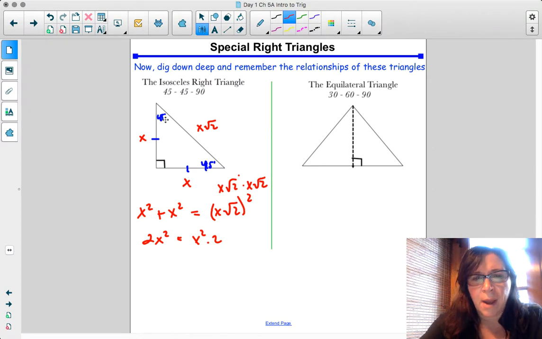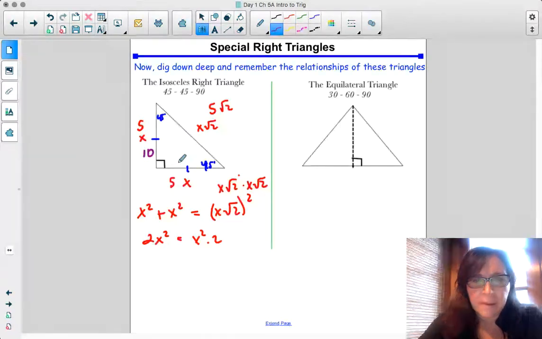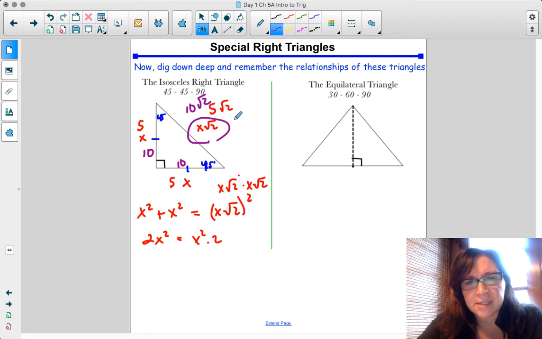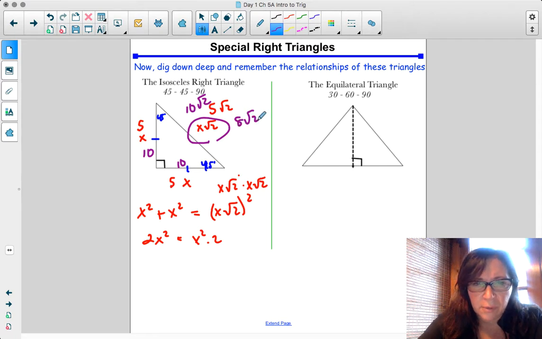Something that you might have learned in geometry is, let's say that side's 5. This side's 5, so this side would be 5 root 2. If this side is, let's say, 10, this side's 10, this side would be 10 root 2, based on the x root 2. Let's say this side was 8 root 2. Going backwards, this side would be 8, and this would be 8.